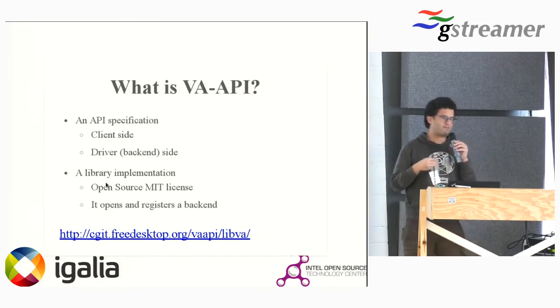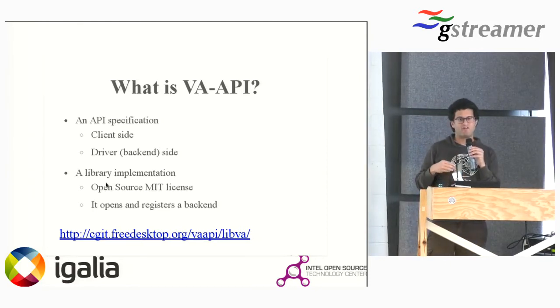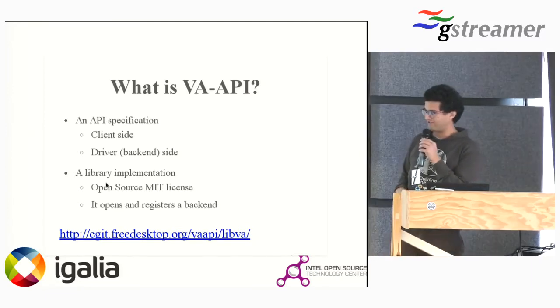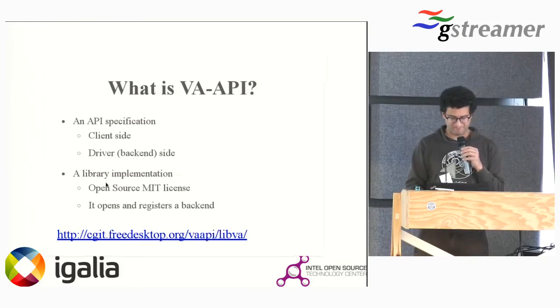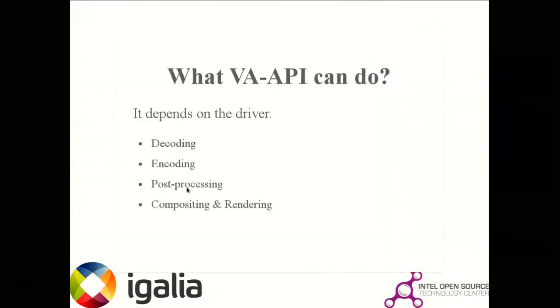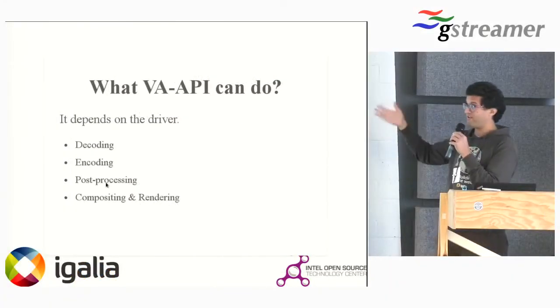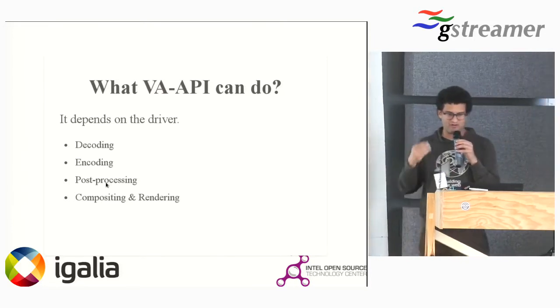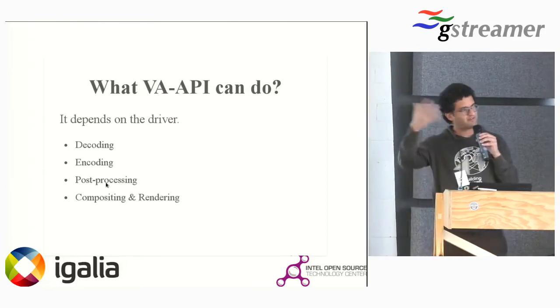So other implementers can implement their own drivers for their own hardware and just plug into the APIs. It's also a library implementation under the MIT license, and basically it only opens a driver, a backend, and registers the callbacks and the functions. You can get the code for libva in that directory, but obviously you also need the drivers. So what can VA-API do for you? Basically video decoding, video encoding, and video post-processing, which is resizing, changing formats, adding filters, color balancing, and it can also composite and render the image on the screen.